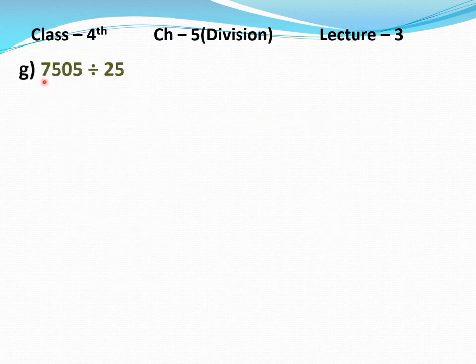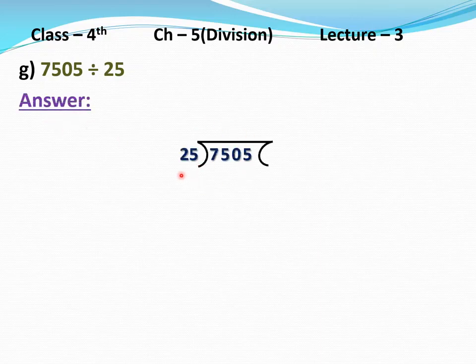Now G part. 7505 divided by 25. Write down answer. Make a sign like this. Write 25 here and write 7505 here. Now see, 25 is a two-digit divisor. So we will take only the first two numbers in the dividend, that is 75. Multiply this 25 by a number so that it is equal to 75 or less than 75. It should not be greater than 75.